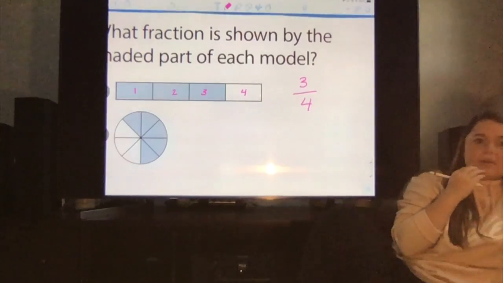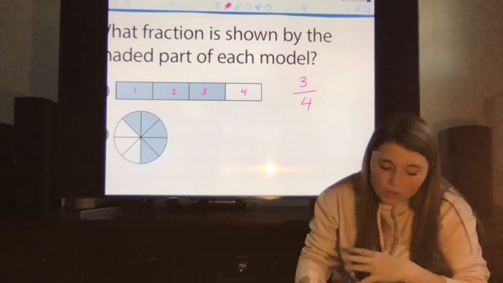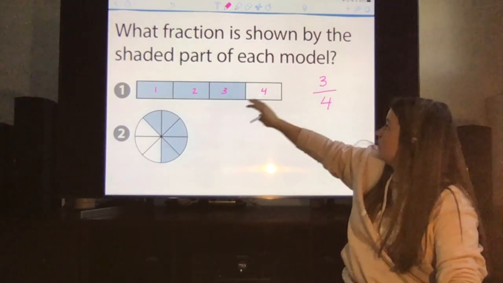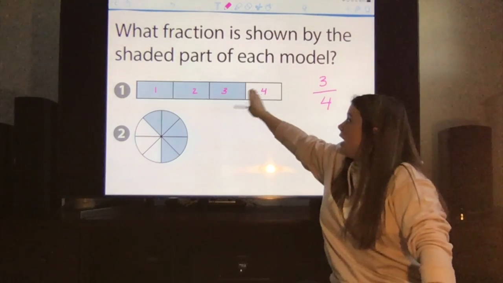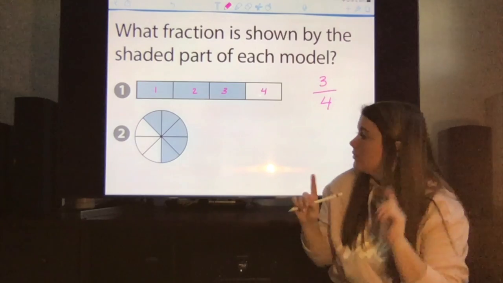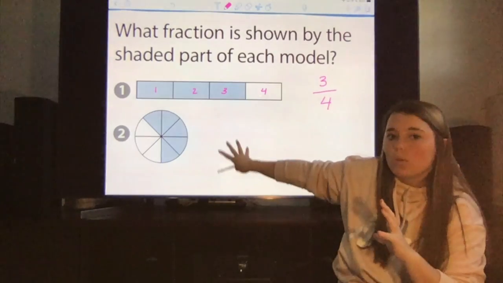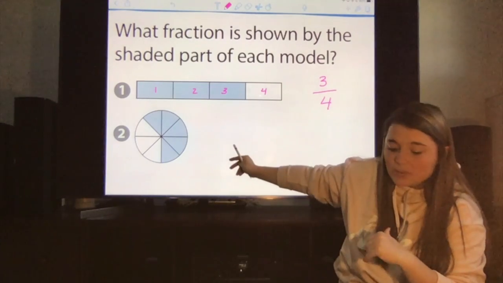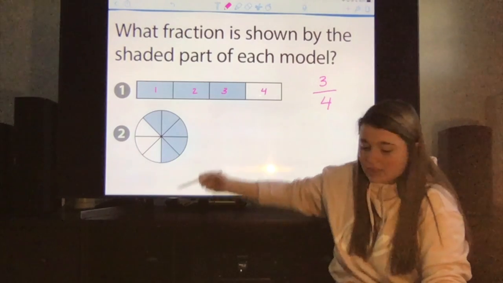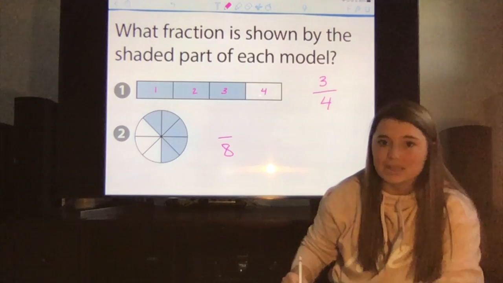Okay, there we go. So I see that 3 out of the 4 are shaded, so the fraction that is shown by the shaded part is 3/4. 3 out of the 4 are shaded. So after you heard my thinking about that, look at number 2 again, okay? What is the total number of pieces that you have? That's going to be the number in your denominator. The total number of pieces that I have is 8. So I know my denominator is going to be 8.